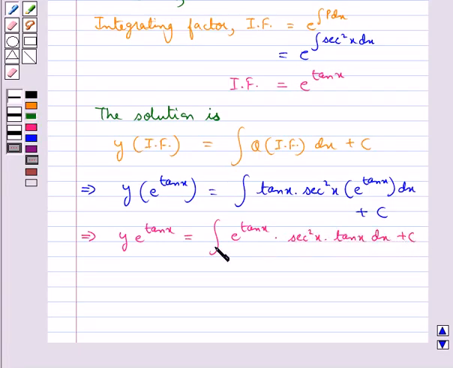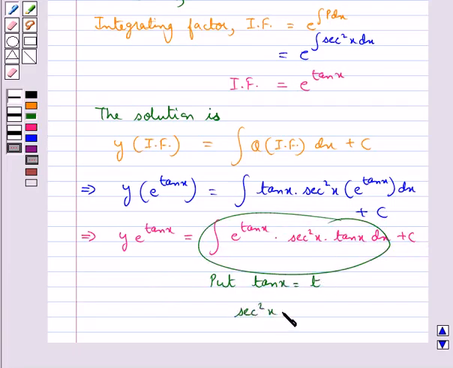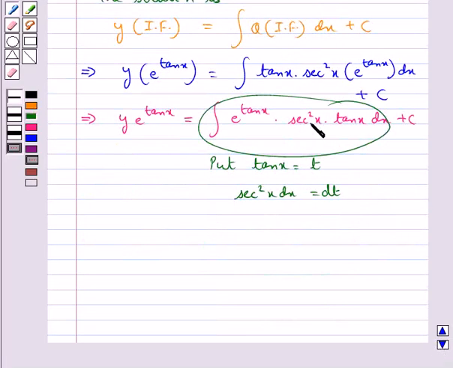Now let's try and solve this integral. For this, we put tan x equal to t. Now on differentiating both the sides, we get sec square x dx is equal to dt. So on substituting sec square x dx equal to dt and tan x equal to t, we get y into e to the power tan x equal to integral e to the power t into t dt plus c.